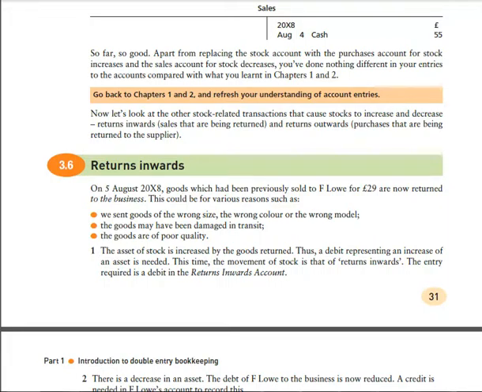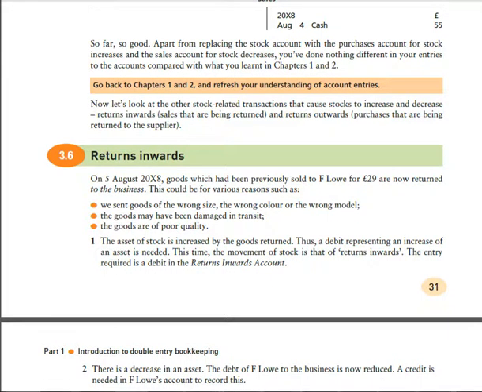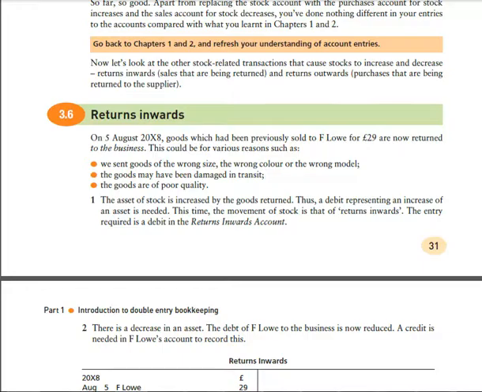The first one would be return inwards. As the word says, return inwards means goods that are coming inside our business. Our customers, to whom we had made sales, are returning the goods. There could be various different reasons why somebody would return goods, and the points highlighted in orange are the reasons given. We sent goods of the wrong size, the wrong color, or the wrong model. It could be because of a mistake in the order, or the goods may have been damaged in transit, or the third would be that the goods are of poor quality.